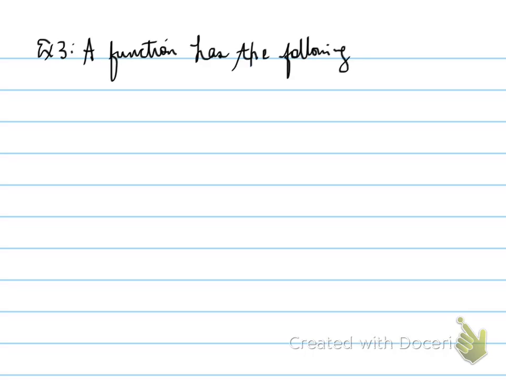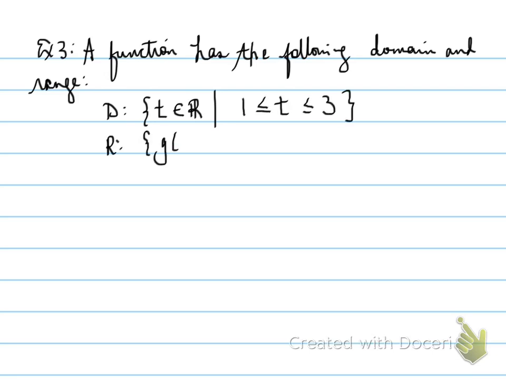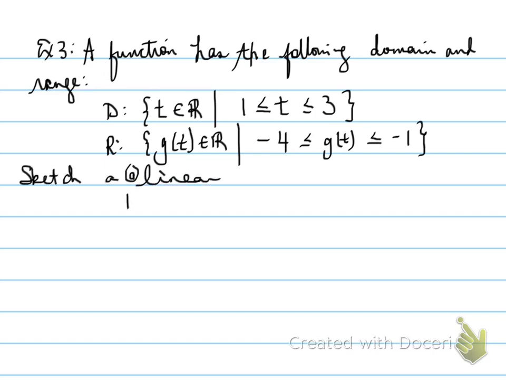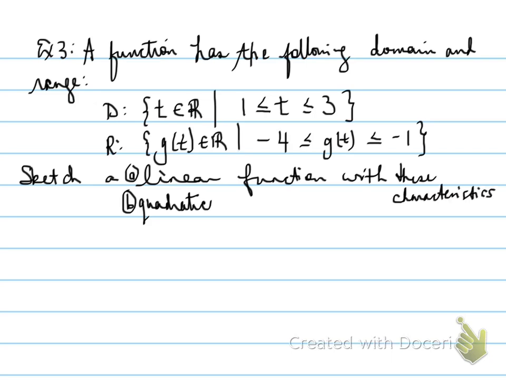A function has the following domain and range. The domain is t is between 1 and 3, and the range is g at t is between -4 and -1. You're asked to sketch a linear function with these characteristics and a quadratic function with these characteristics. So you have to understand how to draw this. Well, first of all, you have to understand how to read this. It's saying the lowest domain is 1. The highest domain is 3. So it goes from 1 to 3. And the range goes as low as -4 all the way up to -1.